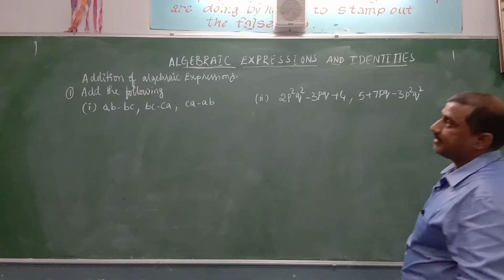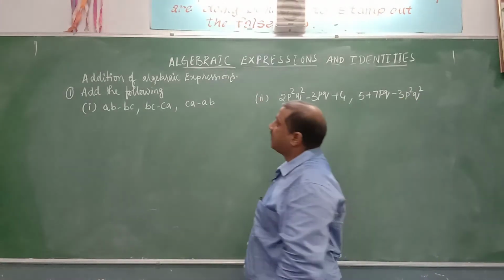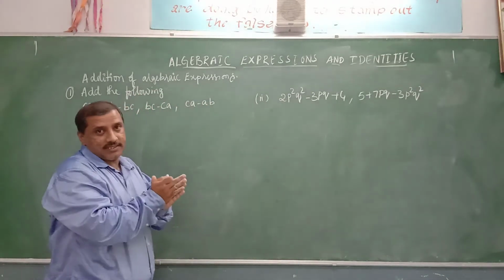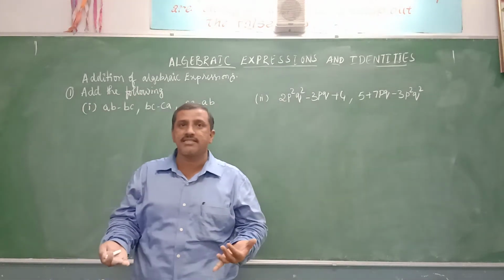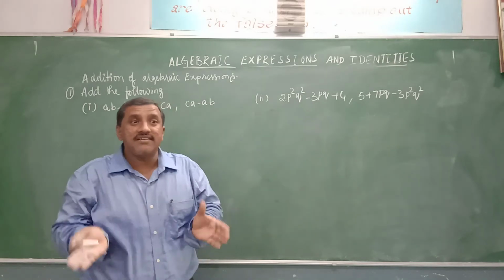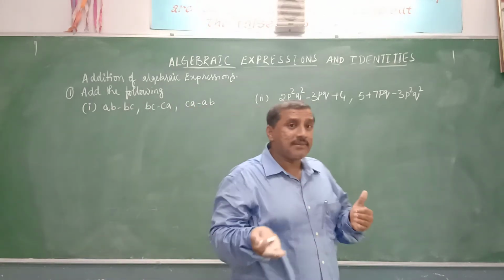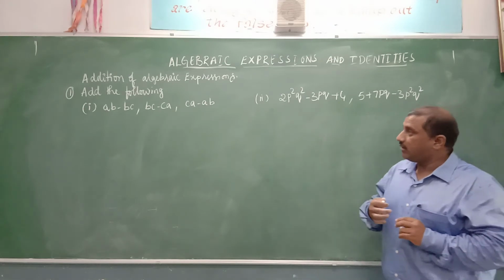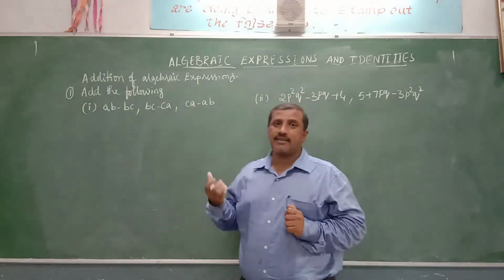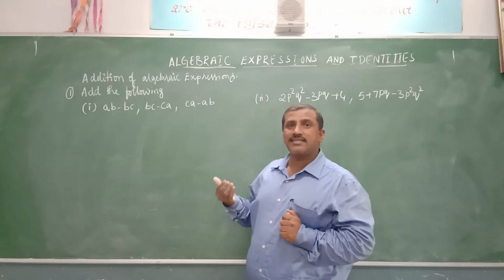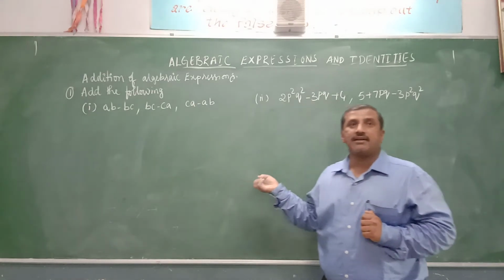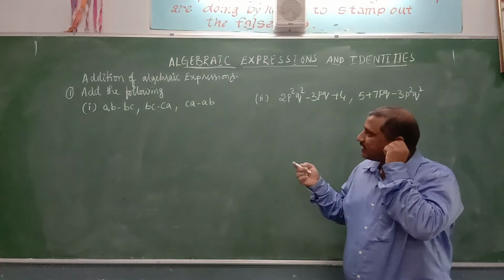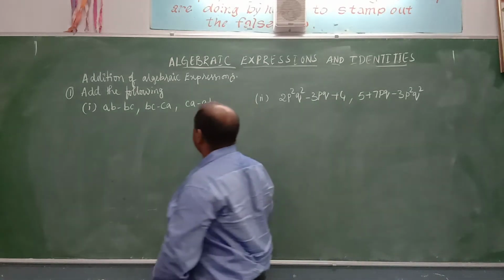I will discuss addition of algebraic expressions. Addition of algebraic expressions means adding terms. Which terms are added? Like terms are added and unlike terms are not added. Here we have two methods, the vertical method as well as the horizontal method, which we studied in the 7th standard. Whichever you feel is better, you can learn that method.